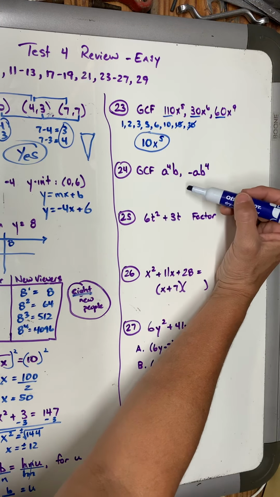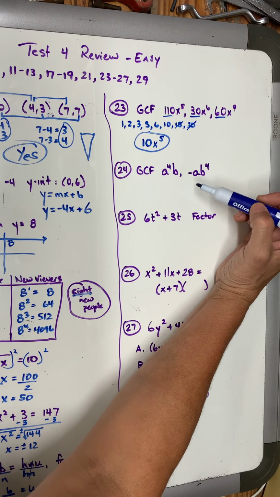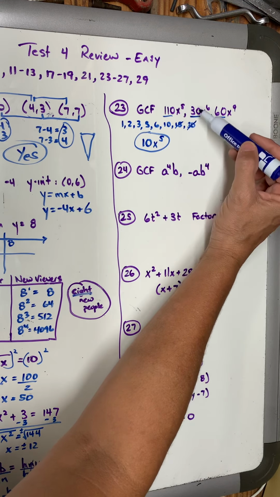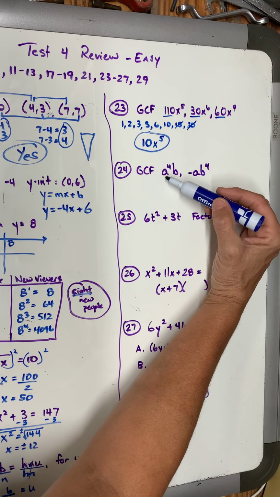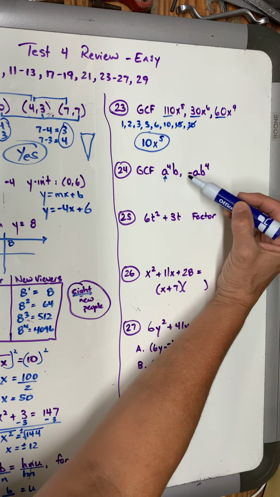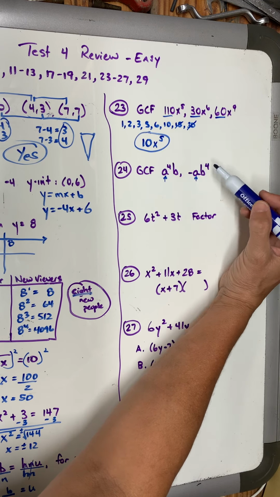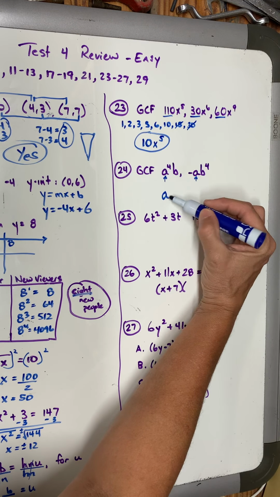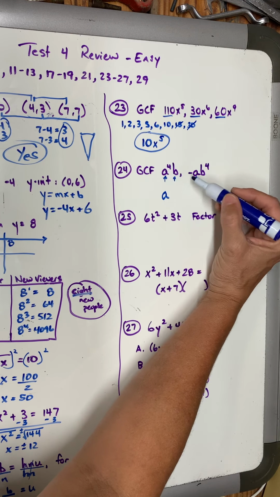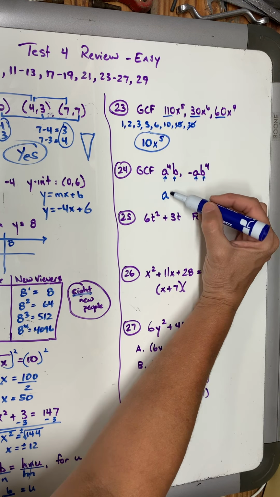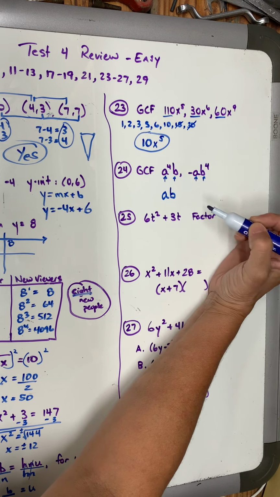So let's look at this next one, number 24. This is even easier because I don't have big numbers for my coefficients to worry about. So I'm just going to look at the a's first. So here's a to the fourth, a to the 1. The smallest is a to the 1. So a is what I'm going to choose. And then I look at the b's. I have a b to the 1 and a b to the 4th. Well, the smallest is b to the 1.